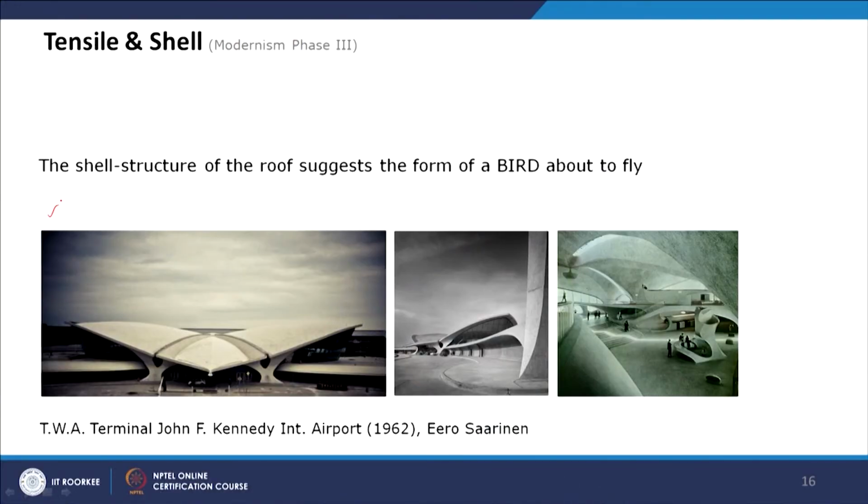Now coming to the examples of tensile and shell structures. This is a shell structure designed by Eero Saarinen, in 1962. This is in New York. As we are discussing, the shell structure gives a form which suggests that there is a bird which is about to fly or just landed.